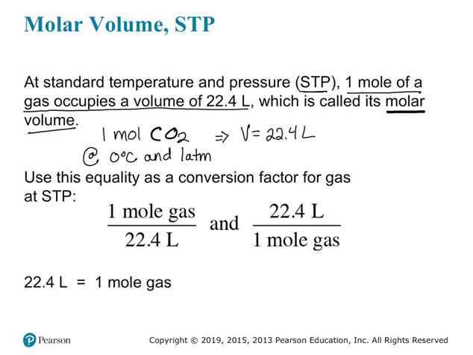Now, we can write this as an equality where 1 mole of a gas is equal to 22.4 liters at STP. And so we can convert that into conversion factors. So we could put 1 mole in the numerator or in the denominator, just depending on what we're solving for.